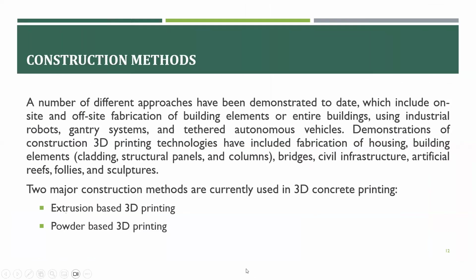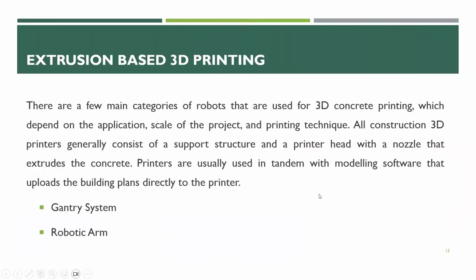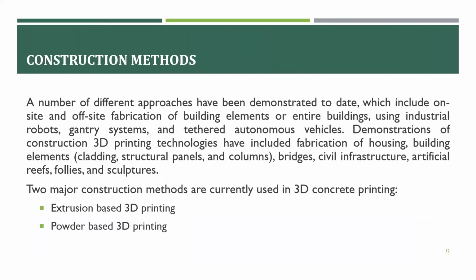Now I'll try to discuss the major divisions of 3D concrete printing. What are the two main categories of 3D concrete printing? There are two major approaches in which 3D concrete printing can be done. One is extrusion-based printing, and the other is powder-based printing. Powder-based printing is not really for concrete. It can be used, but it is not very suitable. It is generally for small structures.